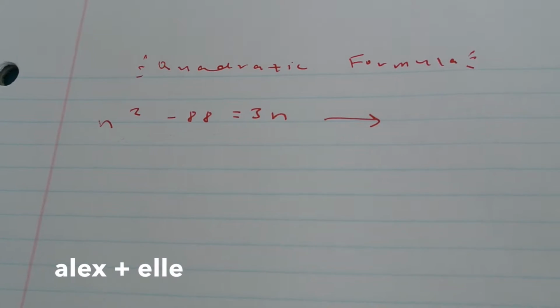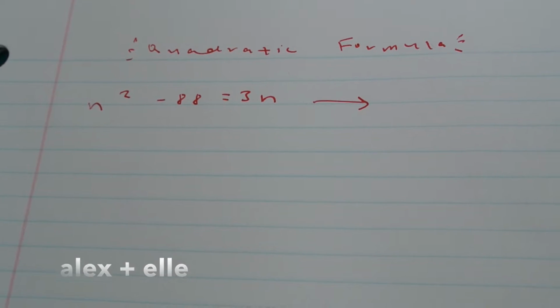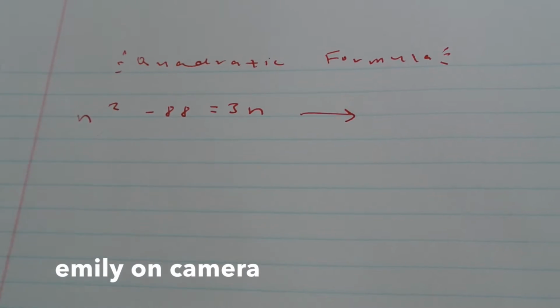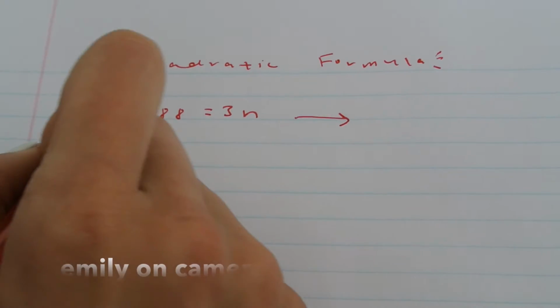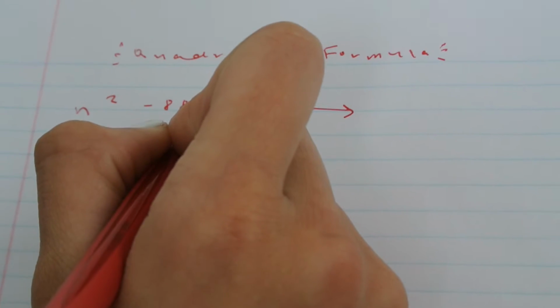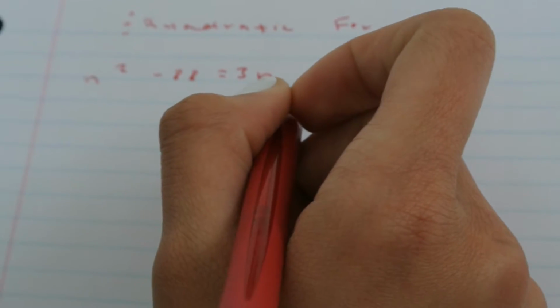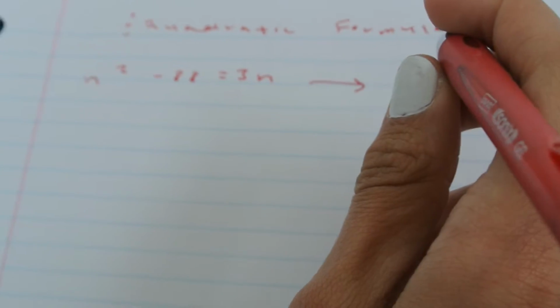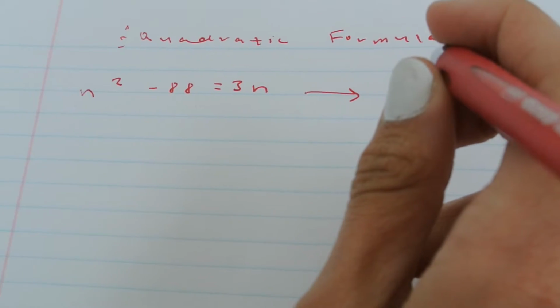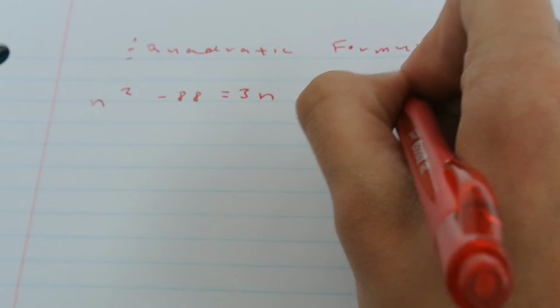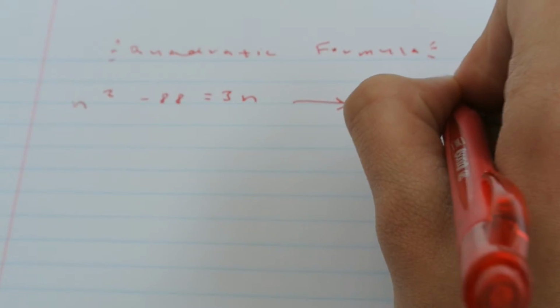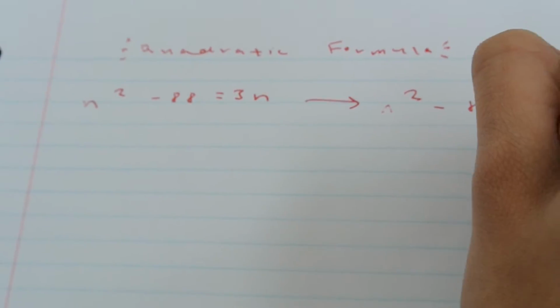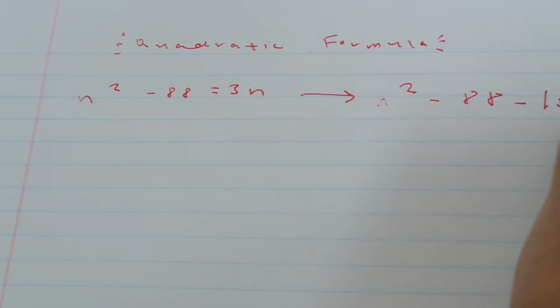Alright, so now we're going to be solving each equation using the quadratic formula. So our equation is n squared minus 88 equals 3n. What you're going to do is rearrange the equation by subtracting what is to the right of the equal sign from both sides, and that gives you n squared minus 88 minus 3n equals 0.